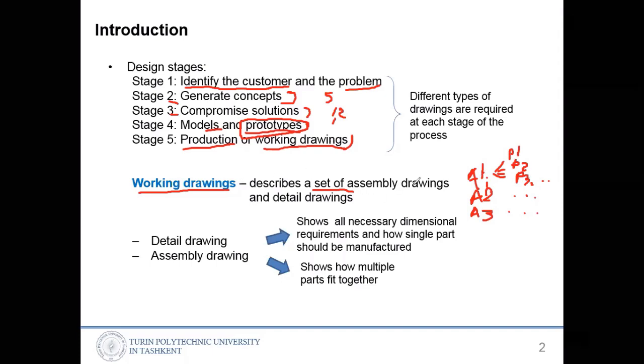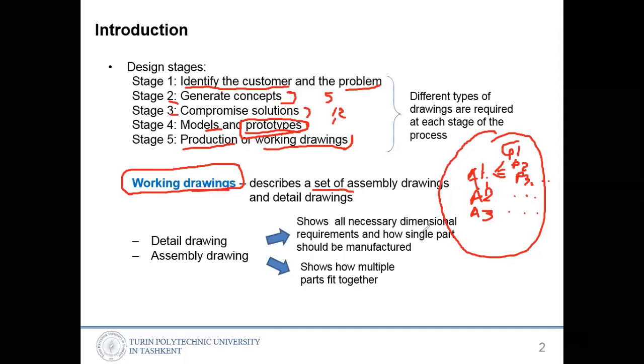If you combine all that information, you can make a package of the drawings. That is called working drawings. To produce something, you have to bring these drawings to the manufacturer and say, I'd like to produce this one. So every drawing you have to bring. And we said there are two types of drawings. First, the detailed drawing. A detailed drawing means these P1, P2, P3s. It's part drawings.